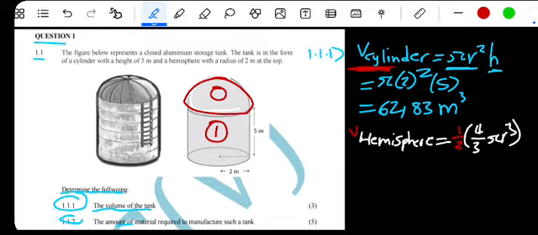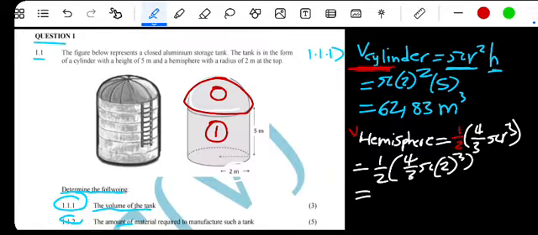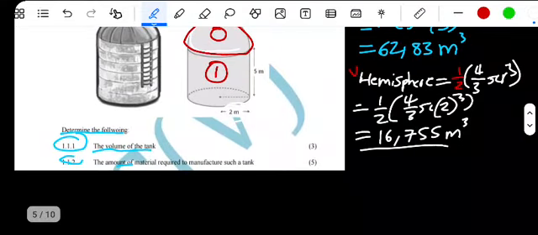So this will be equal to what? 1 over 2 into 4 over 3, multiplied by pi, where r is 2, cubed. So what will be this volume? It will be 16.755 cubic meters.